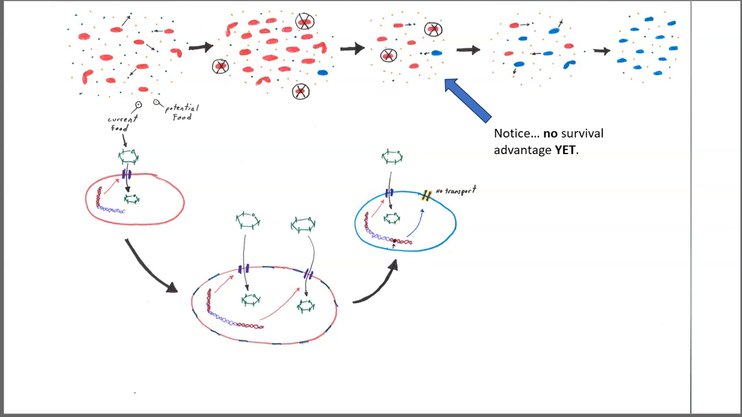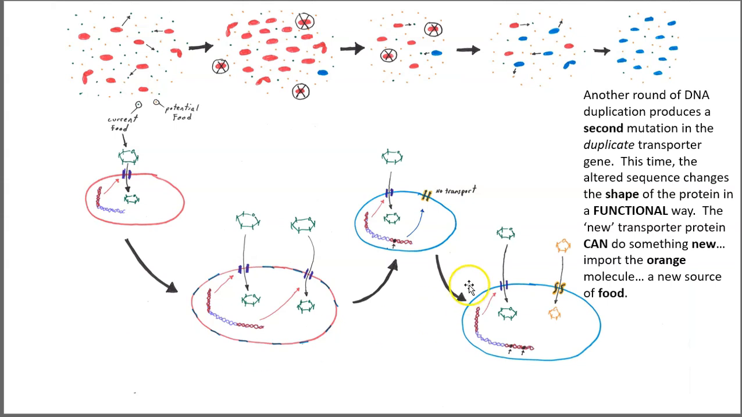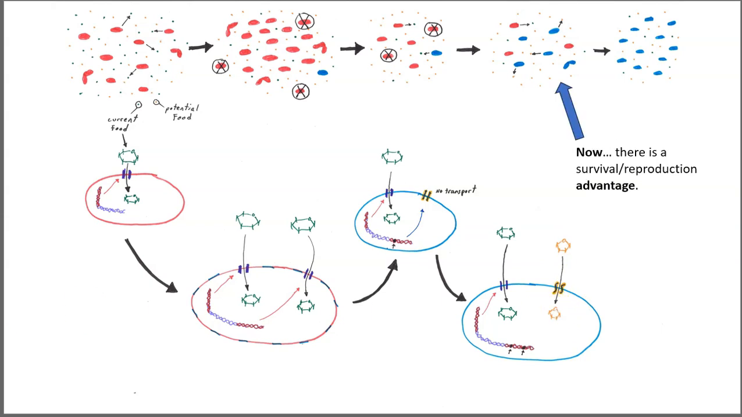However, now we get to the final stage of the story. Another round of DNA duplication produces a second mutation in the duplicate transporter gene. This time, the altered sequence changes the shape of the protein in a functional way. The new transporter protein can do something new, import the orange food molecule, a new source of food. Notice then, now we have an individual capable of eating a new food source, and that is a survival advantage that leads to a reproductive advantage.